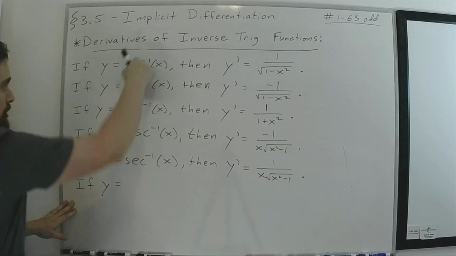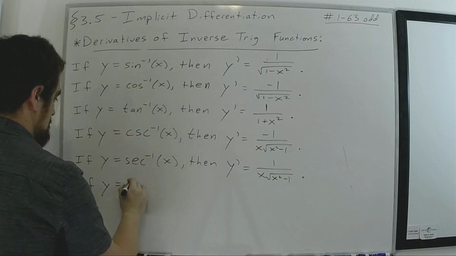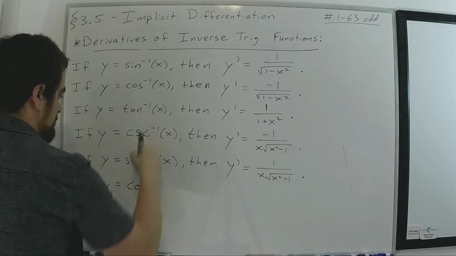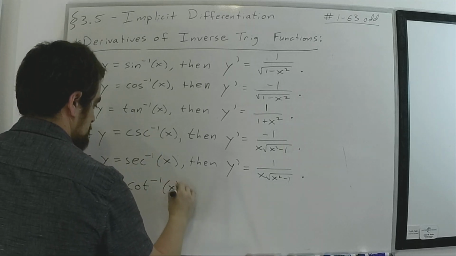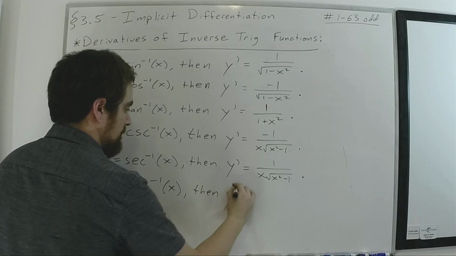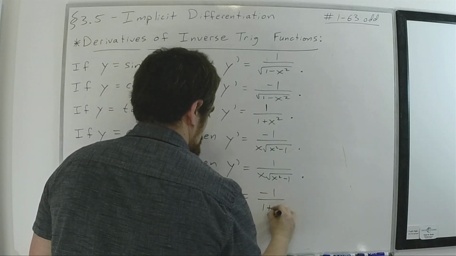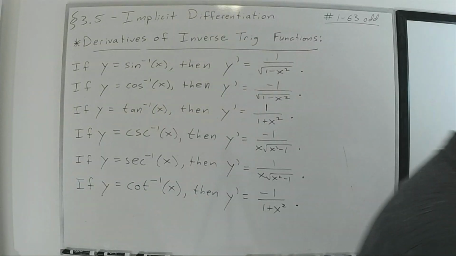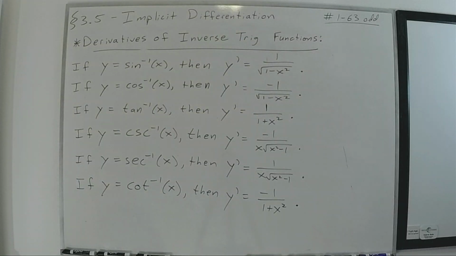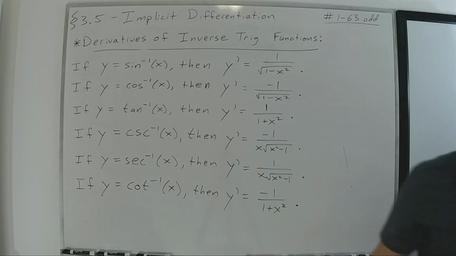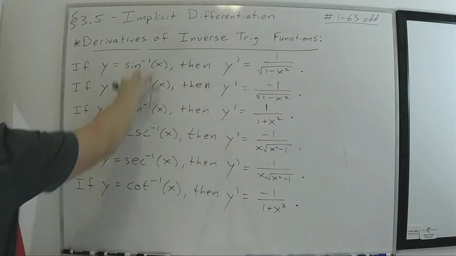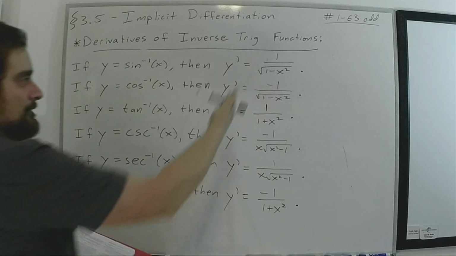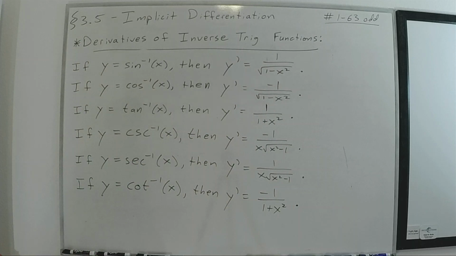Like I said, the more popular ones are sine inverse, cosine inverse, and tangent inverse. But we do also have cosecant inverse, secant inverse, and of course, cotangent inverse. Y prime is negative 1 over 1 plus x squared. Not too bad from the tangent function, just has that extra negative in there. So these are all 6. And notice, again, you're looking at inverse trigonometric functions, but then it's going to pop out some sort of weird algebraic expression in terms of x. That's just based on the process.